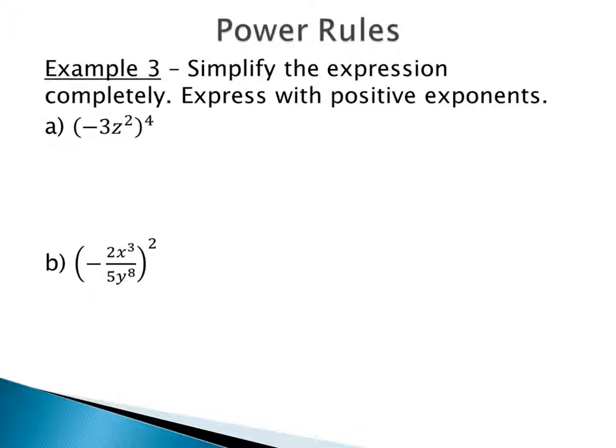Inside the parentheses, I have a multiplication, which means that I can then bring in the exponent to each piece, which means that we would have negative 3 to the fourth and then z squared raised to the fourth. So negative 3 to the fourth, we can actually do that. Again, you can use your calculator or you can multiply out negative 3 four times. It's going to end up being 81.